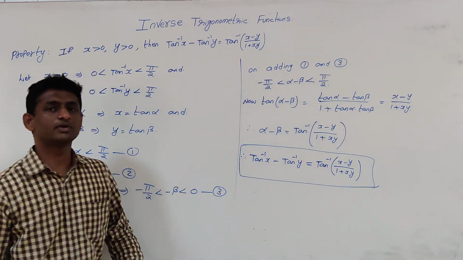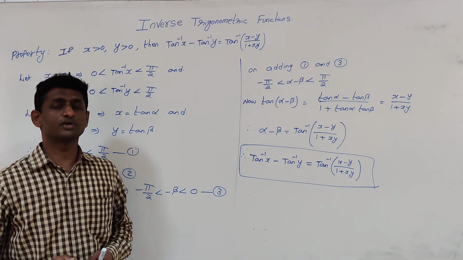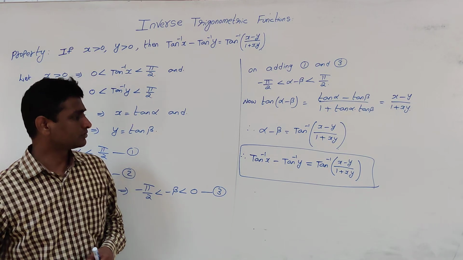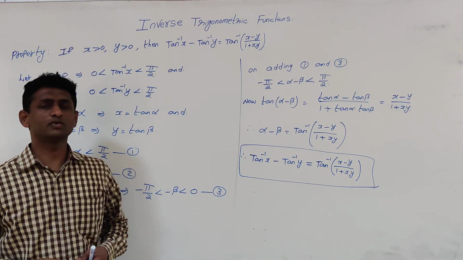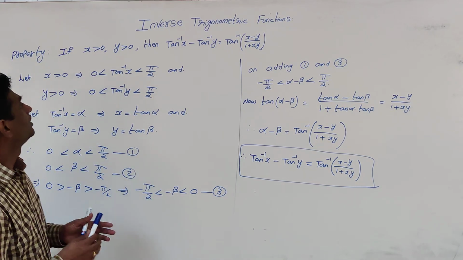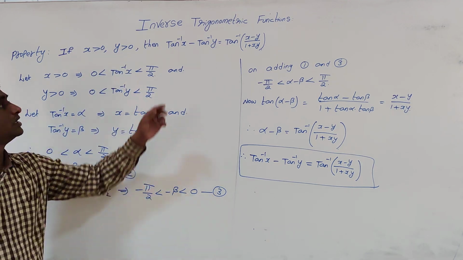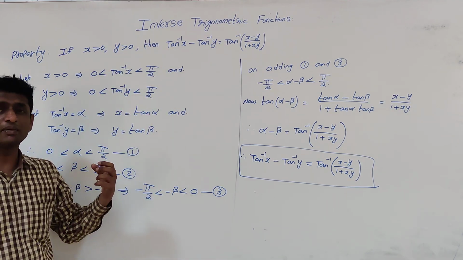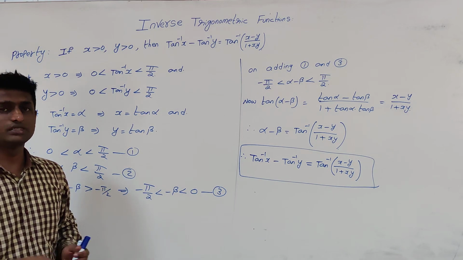So this is another property. Tan inverse of x minus tan inverse of y is tan inverse of (x minus y) by (1 plus xy). Next, if both are positive real numbers, this is the result. Now what happens if both are negative? We will see the property.